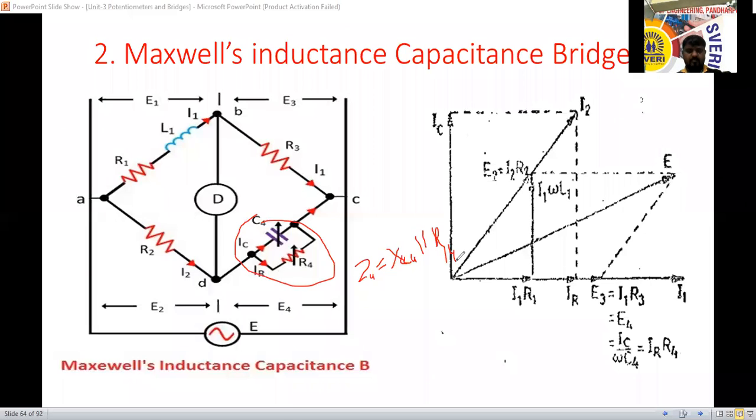Yes or no? Yes, R1 and R2 are in parallel means R1 into R2 divided by R1 plus R2. We'll write like that. Similar method you have to write for the inductance, reactance also here, reactance and resistance. Similar method you have to use and you have to apply that one. So here the method is there.